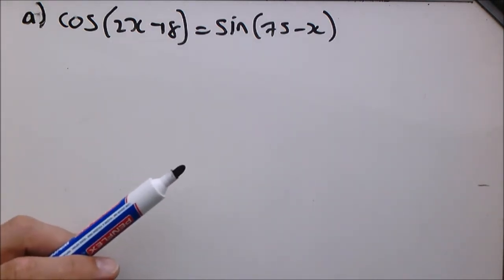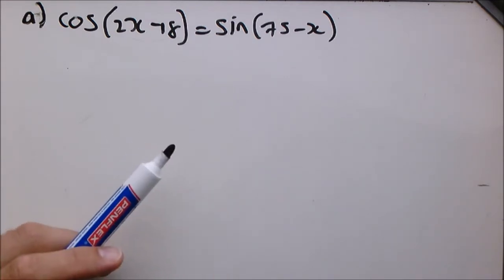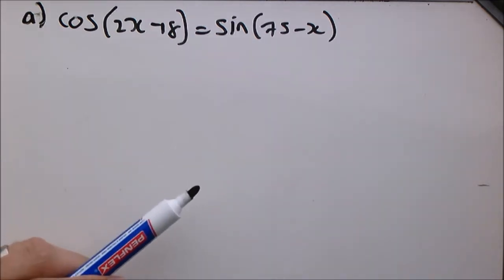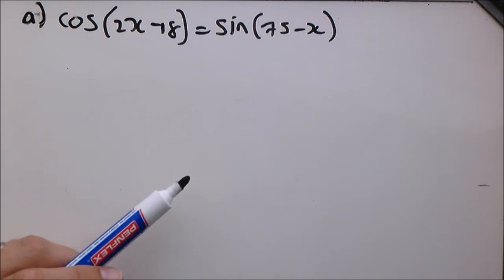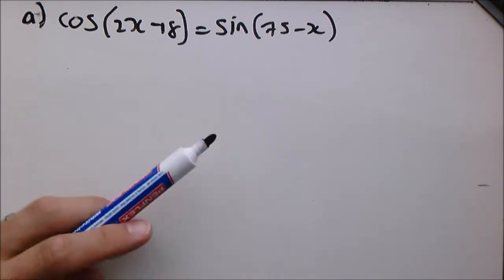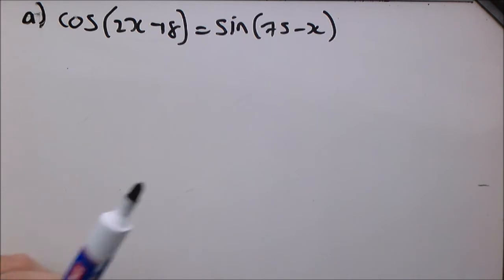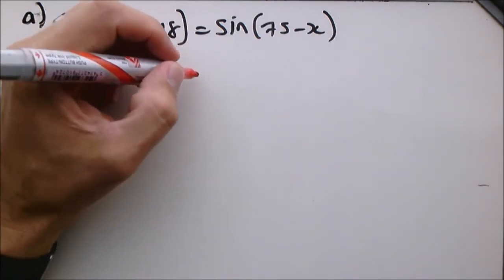So you always ask this question: are the angles the same? Are the functions the same? And then from there on you determine which route you're going to take. So over here you can see both are different, functions and angles, so we can't use our previous methods to solve this one, but what we can do is use the reduction formula.